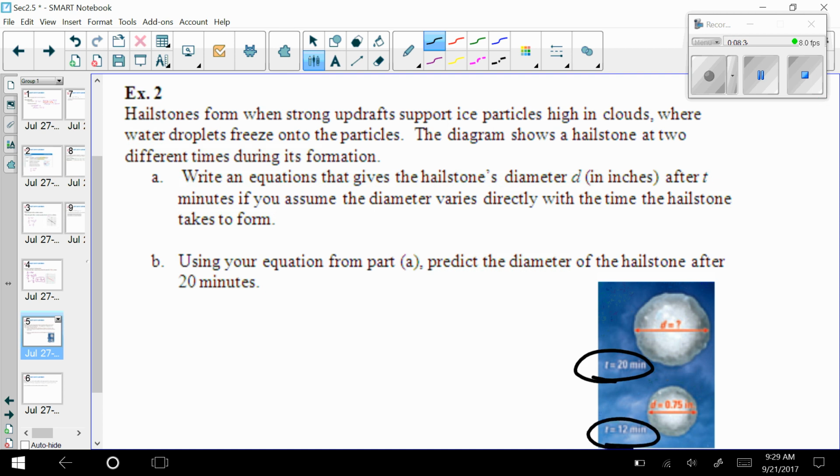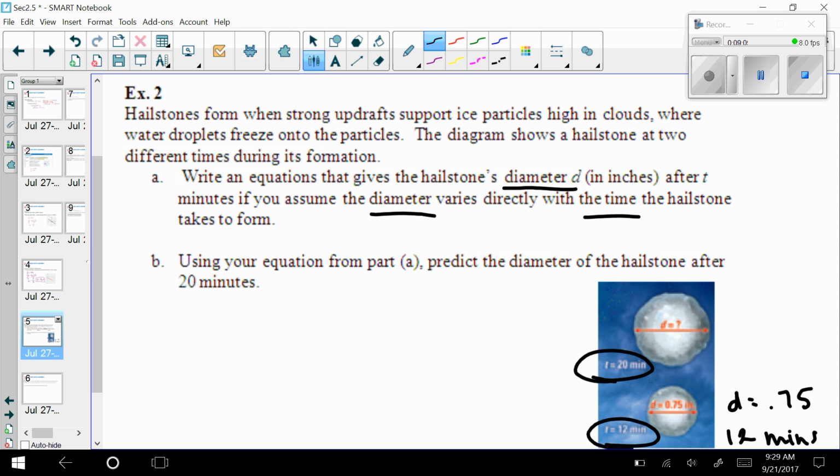And we know the diameter is 0.75 inches at 12 minutes. And it's asking us to first write a model that gives the hailstone's diameter in inches after t minutes, if you assume the diameter varies directly with the time. So diameter varies directly with the time. So our diameter is our y, and our time is our x.